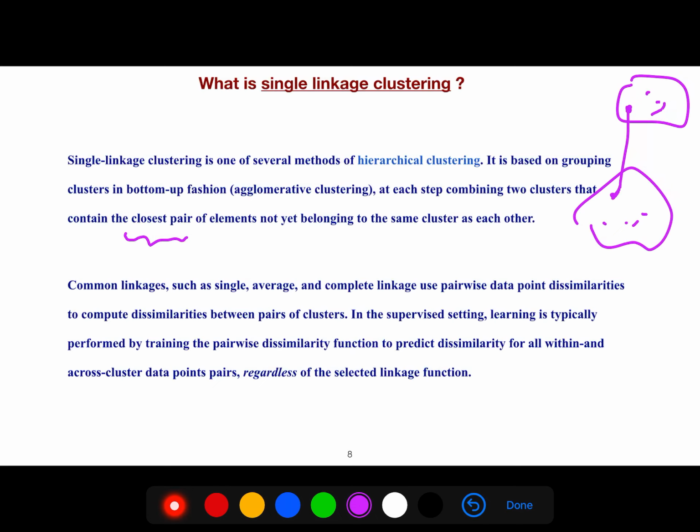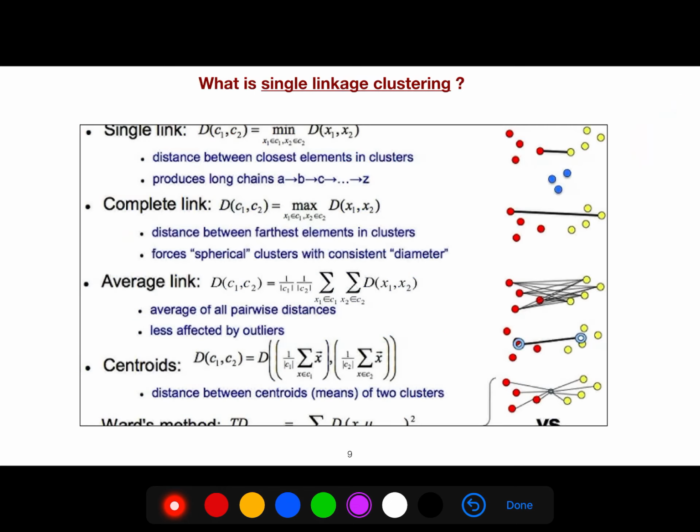So they combine, and at each step we combine the two clusters that contain the closest pair of elements. For example, this is the single linkage case: one element from this cluster and one from this, and you just take the minimum. So it's the simplest one. You just take the minimum, but complete linkage takes the maximum of the distance between two clusters. The average link does it for all pairs, not just the best one. And for centroid, you get the centroid, so it's the distance between this mean and this mean.